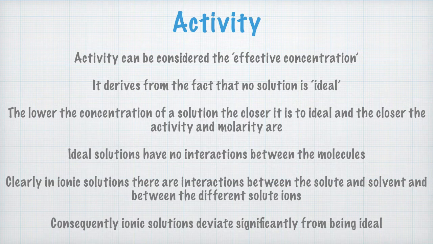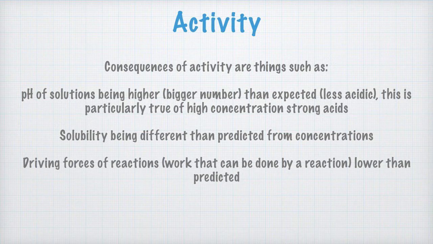Now, some of the consequences of that are things like, if we were to record pH, which is an ionic process, and we were to record the pH of a nominally high concentration acid, say 1 molar HCl, what we would find is the pH of that wouldn't be 0 as would be predicted. It would actually be a number bigger than 0, and that's because of this effect of non-ideality within my solution. This also affects other factors such as solubility, which we've already met in this course, and things like driving forces if I was to have a redox reaction or something like that with a chemical potential associated with it.